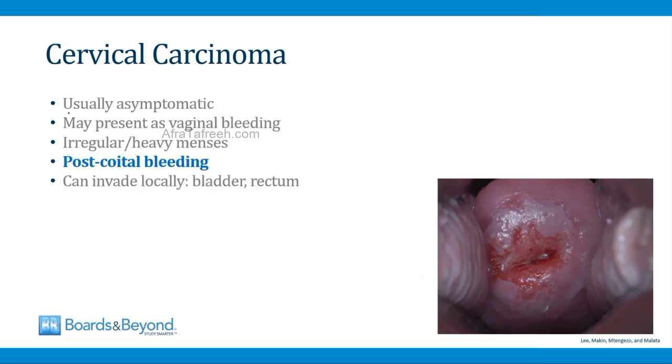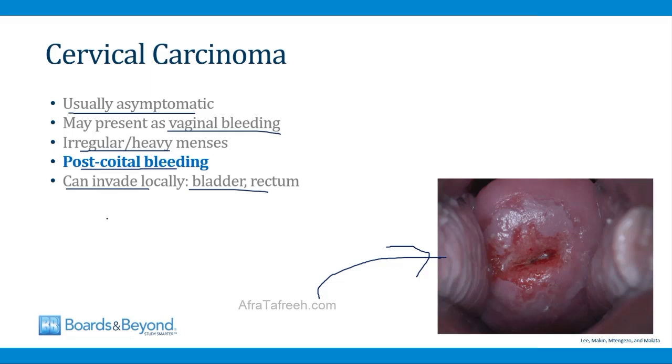Usually cervical carcinoma is asymptomatic. It can present as vaginal bleeding. You can imagine that if the cervix looks like this picture on the screen here, it can easily become friable and bleed. Women can also have irregular or heavy menses. Postcoital bleeding is a classic presentation because after intercourse, that can irritate the cervix and that can cause bleeding when there is cancer present. And cervical carcinoma can invade locally to the bladder or the rectum, and this can cause symptoms in those organ systems.